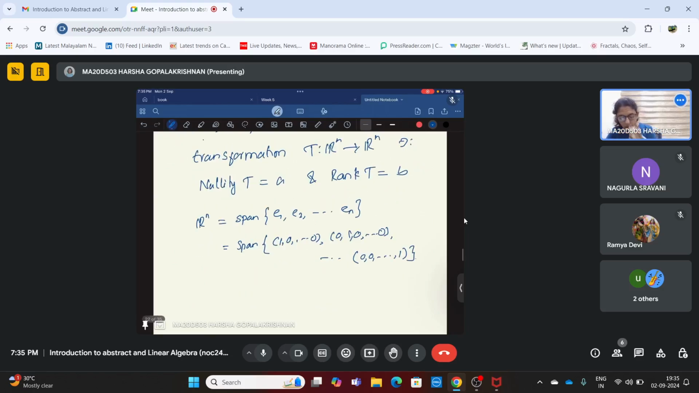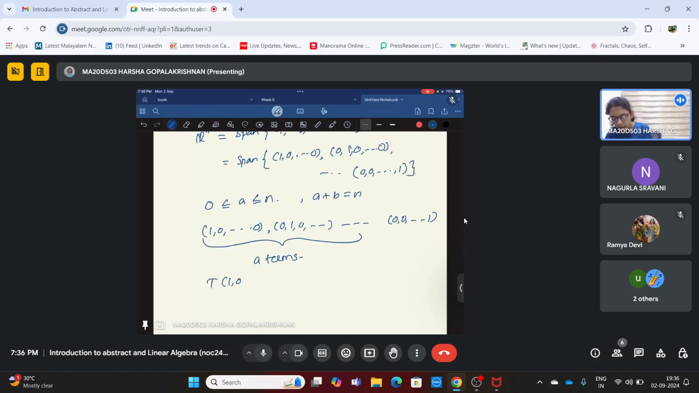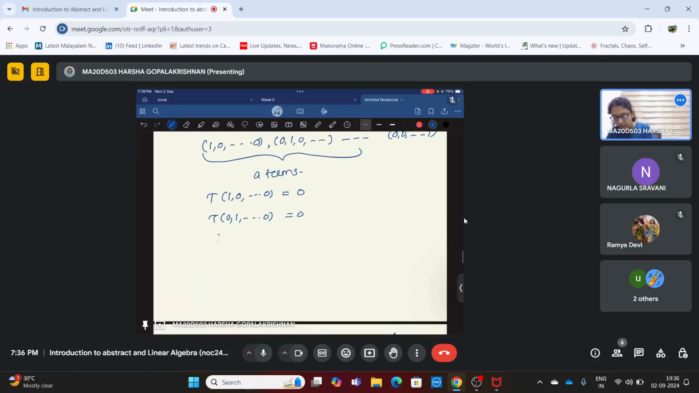So obviously 0 less than or equal to A less than or equal to n. We know A plus B equal to n. So we are considering the first A terms. It can be 0 also, but out of these, say 1, 0, 0, 0, 1, 0, etc., 0, 0, 1, the first A terms I am taking. Then T of 1 0 0, I am mapping to 0. T of 0 1 0 is 0, etc., like that.